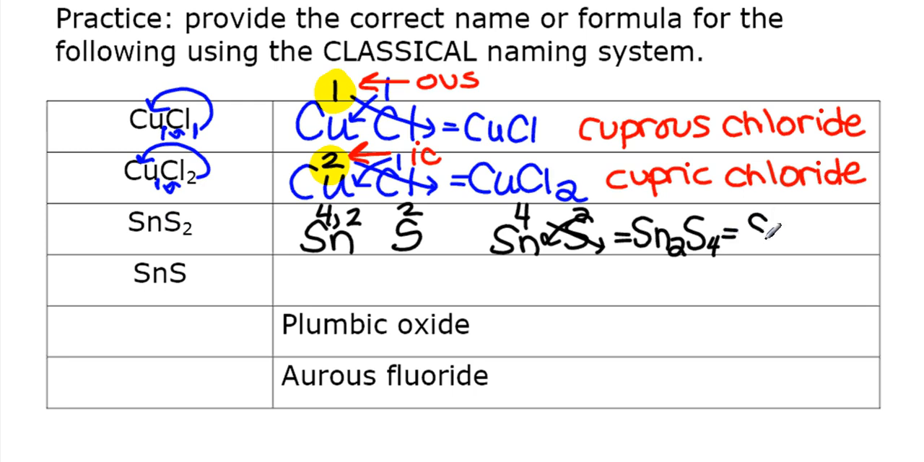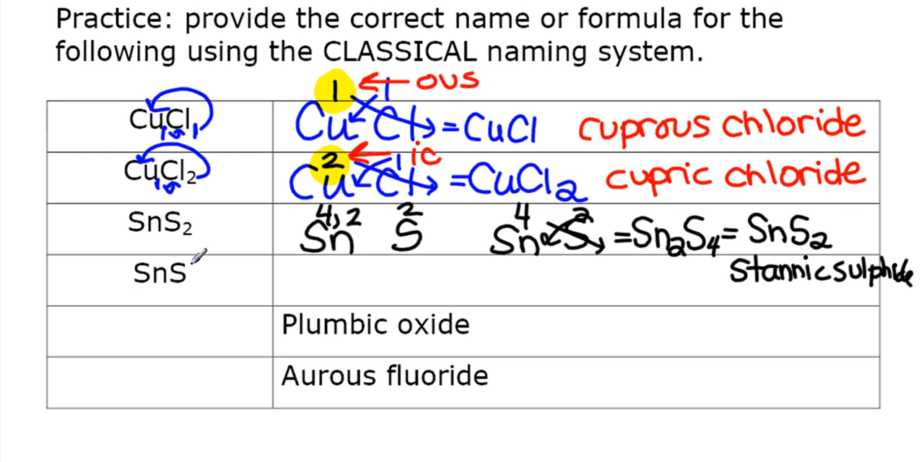But remember, you can reduce or simplify, and that's where we get this formula here. This simplifies to SnS2. I can divide both of these by 2. So here, if I'm using number 4, it's the larger of the two numbers. So when I name this compound, I'm going to use the IC ending. And for tin, I have to use stannic. So this one's stannic sulfide.